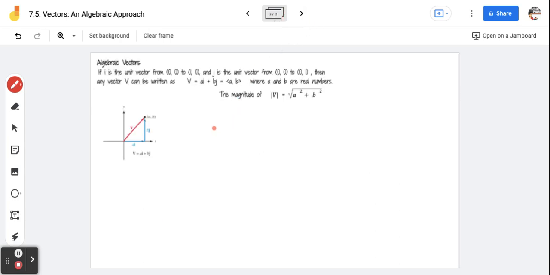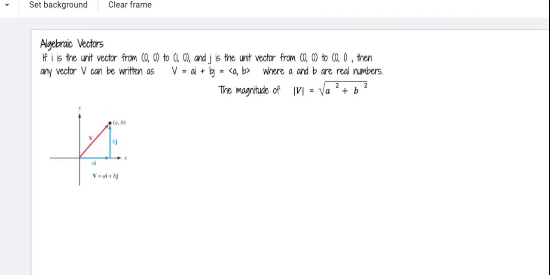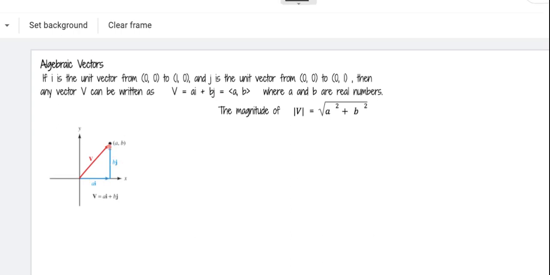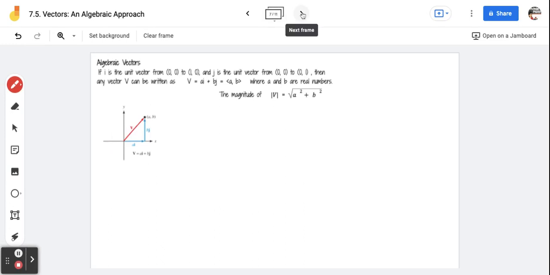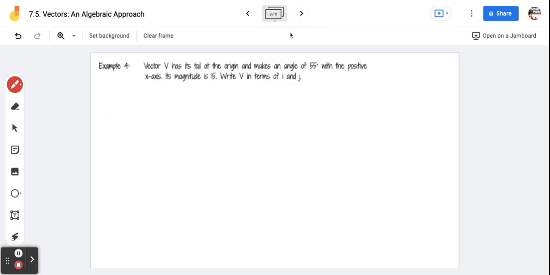Okay, slide 7. So let's see, algebraic vectors. So now we're looking at representing vectors more in the ai plus bj form. It says if i is the unit vector from 0, 0 to 1, 0, and j is the unit vector from 0, 0 to 0, 1, then any vector v can be written as, and that's what I just was showing you, ai plus bj. That is the same thing as writing the component form a, b, where a and b are real numbers. And of course, the magnitude would still be the square root of a squared plus b squared. We still use the Pythagorean theorem to find that. So we're just transitioning over into the algebraic form of representing a vector.